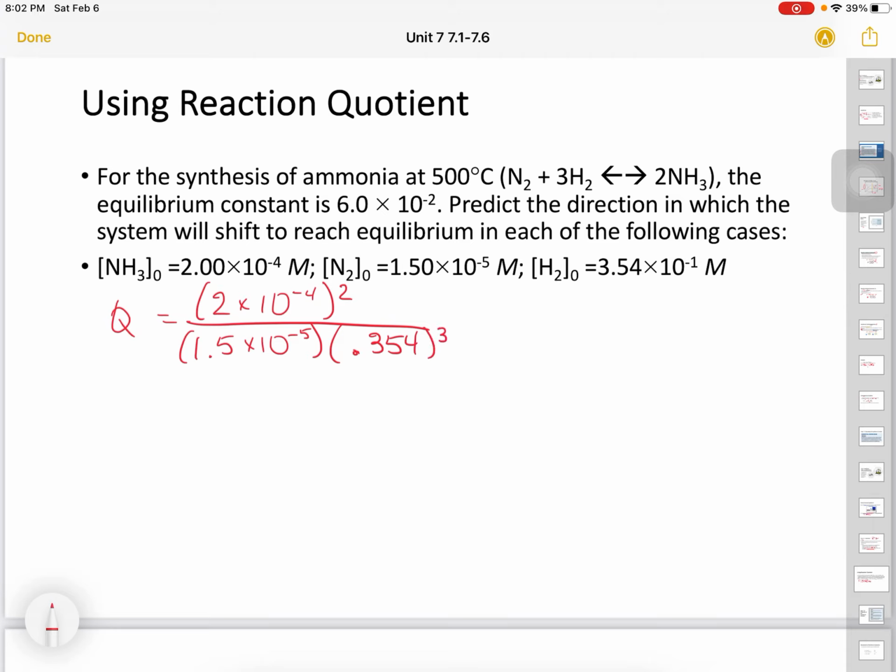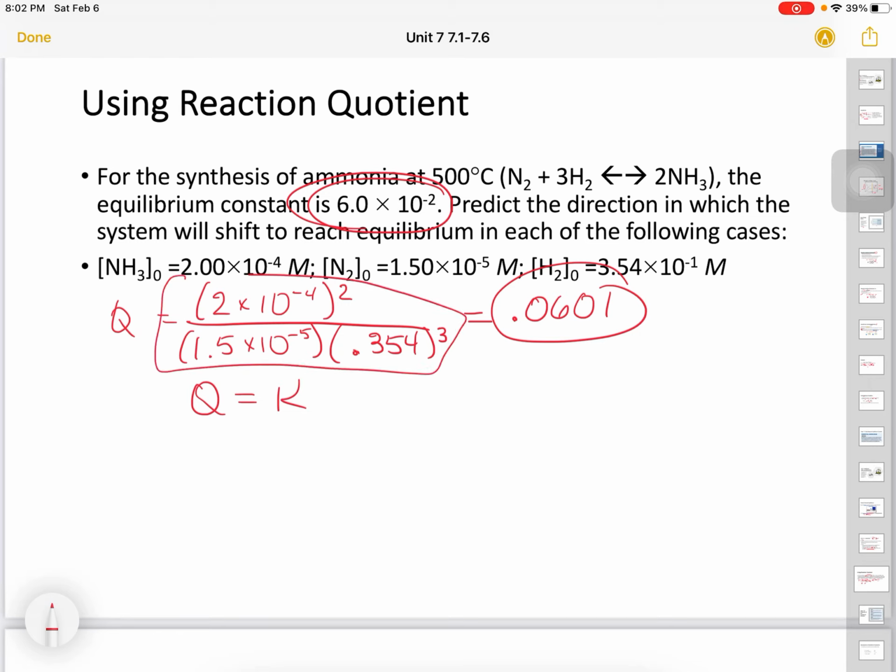I like to get rid of scientific notation whenever it's easily done, because it's just fewer buttons to push on the calculator, to be honest. So like 3.54 times 10 to the negative 1st, I could just do 0.354 and save myself a couple keystrokes. So when this is calculated, this comes out to 0.0601. It's a long irrational number. Okay, but basically Q is equal to K. So if I had those concentrations in this system, that system would be at equilibrium.